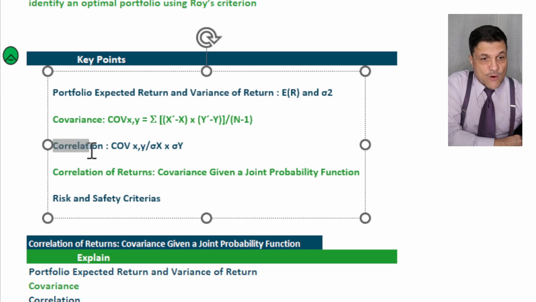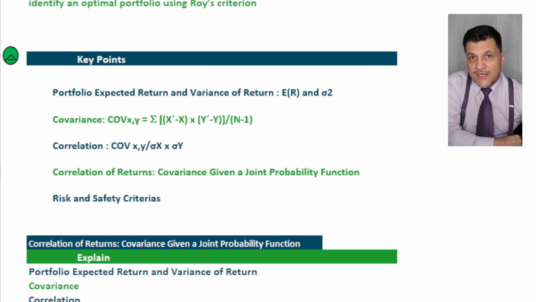All right. Correlation: once you have the covariance, you just divide the covariance by the standard deviations of each variable, and then you have the correlation. So in other words, the correlation is a standardization of the covariance. We standardize the covariance based on the standard deviation.